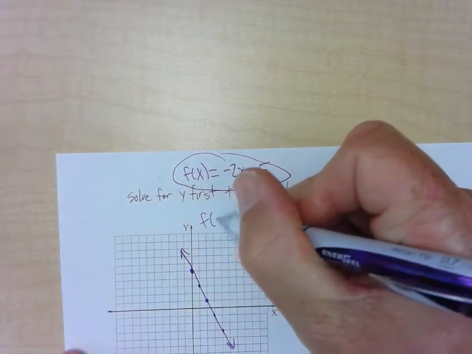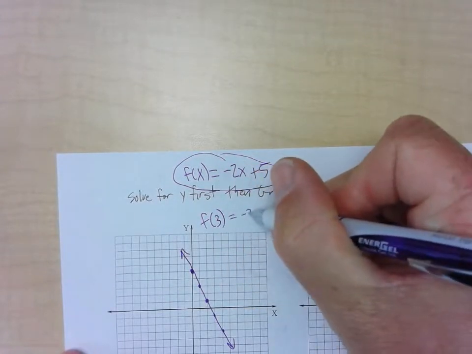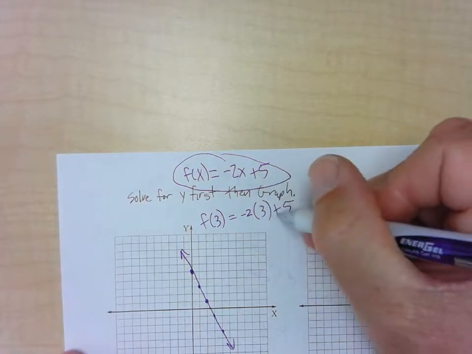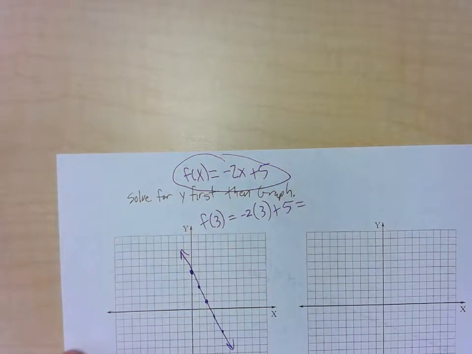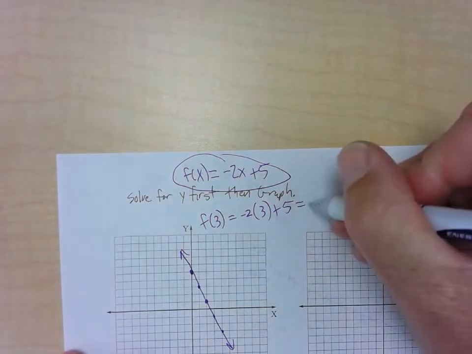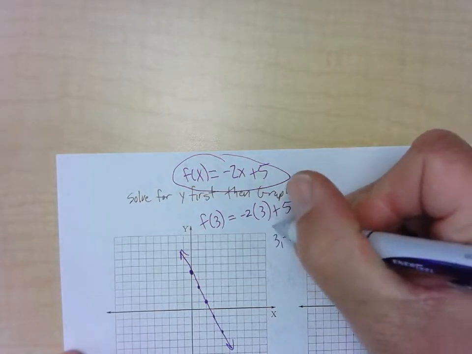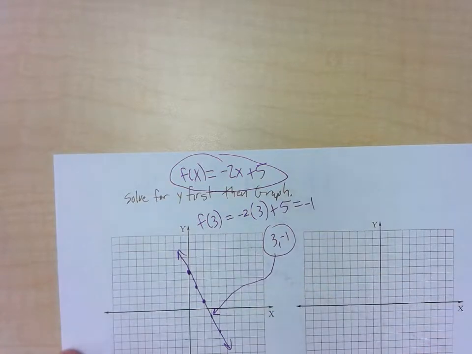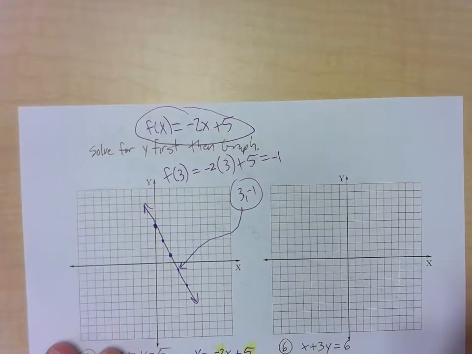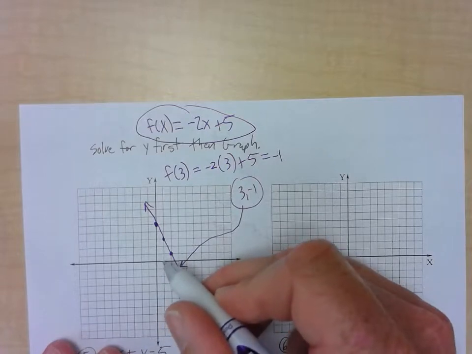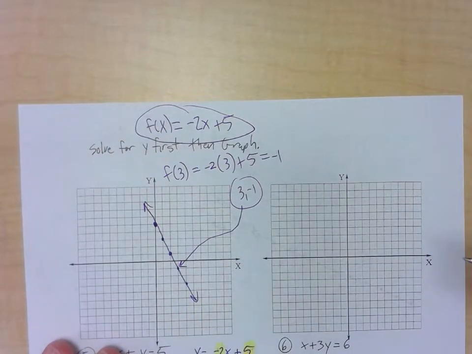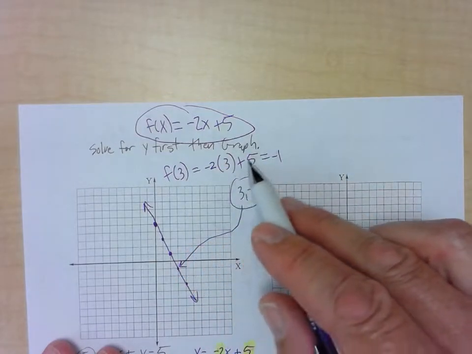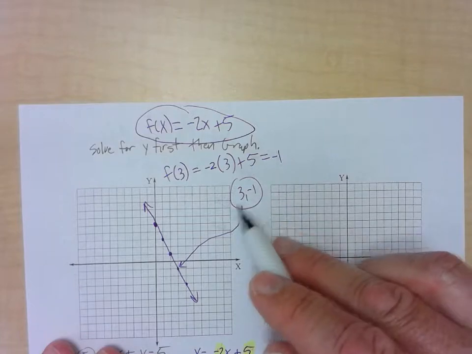So if you said f of 3, you would go negative 2 times the 3 plus 5. What would that be? Negative 6 plus 5 would be negative 1. So (3, negative 1) should be a point on this graph. If I look, let's check out that point right there. That would be 1, 2, 3, and then down 1. So it makes sense. You put in positive 3, do the calculation, and you get negative 1. So that point matches here.